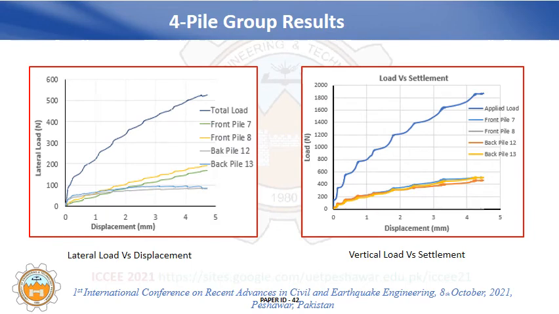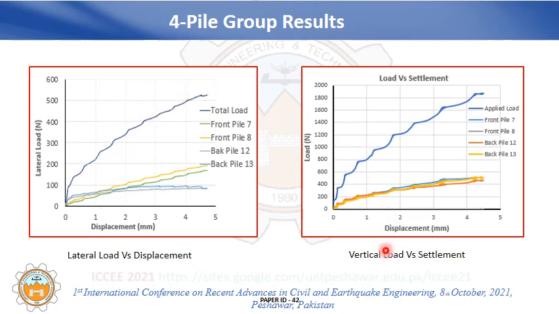Now I will explain the results of the pile group with 4 instrumented piles. Here, the lateral load versus displacement curve shows, as previous researchers found, that front piles take more load while the back piles take less load. But the summation of the load taken by piles is equal to the applied load. This is the total load. If we sum this, the result will be equal to this.